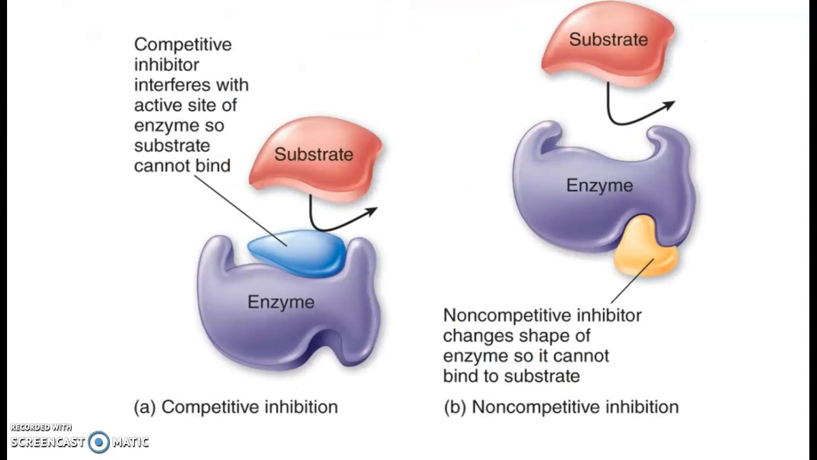And this is a picture showing that. So this is competitive inhibition. This is the inhibitor binding the active site, blocking the substrate. This is non-competitive inhibition. The inhibitor is binding the allosteric site, changing the shape of the active site, which prevents the enzyme from binding its substrate and catalyzing the reaction.